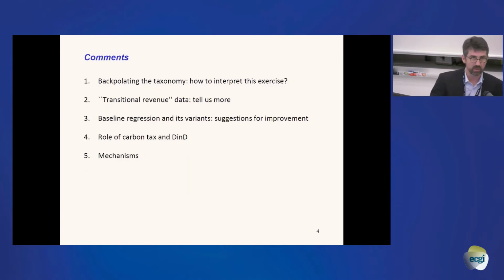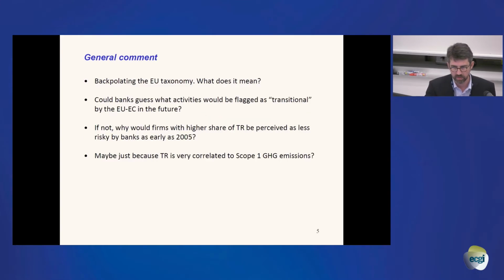Let me go now to the comments, because my role is to challenge the results presented and make suggestions that hopefully can help the authors go further. So I will have five types of comments. First, about the interpretation of the exercise; about the main variable, transitional revenue share; about the baseline regression and its variants; about an exercise which was just swiftly presented, so maybe I'll be quicker on this and we can exchange on this bilaterally; and about the mechanisms. So we'll see how I can deal with time.